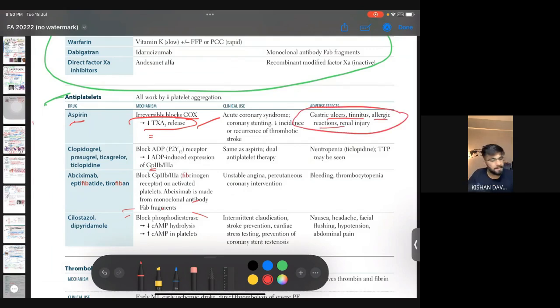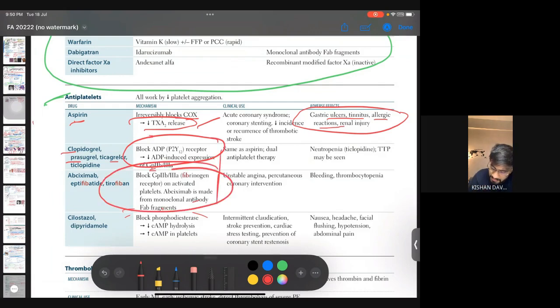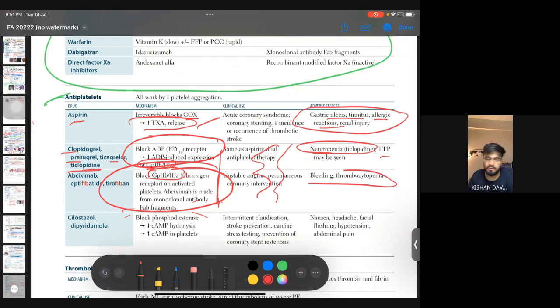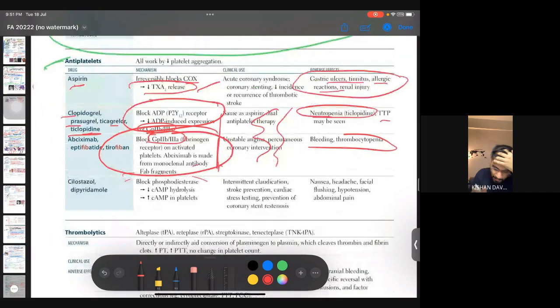This is important. Okay, coming to clopidogrel, prasugrel, ticagrelor, ticlopidine. Don't confuse these. Both seem to appear the same, but somewhere a difference is there. Okay, don't confuse. They will ask you for sure. Ignore this. Neutropenia is important for your ticlopidine. TTP may be seen, and bleeding and thrombocytopenia. Bleeding is common everywhere.